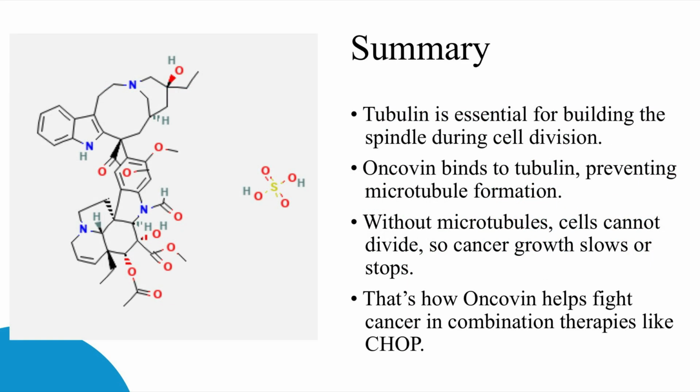In conclusion, Oncovin is an important chemotherapy drug that works by targeting tubulin, a protein necessary for cell division. Tubulin forms microtubules, which are essential for moving chromosomes during mitosis. By binding to tubulin and preventing microtubule formation, Oncovin effectively halts the division of cancer cells, leading to their eventual death.